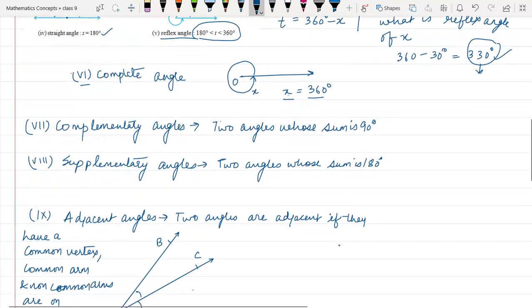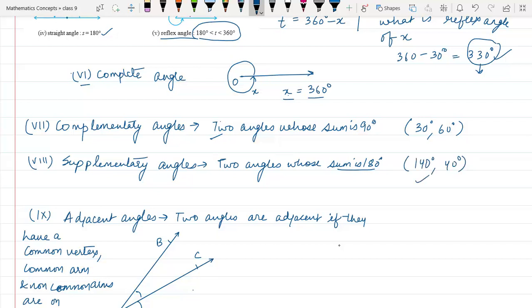Now seventh type, complementary angles. Two angles whose sum is 90 degree are known as complementary angles. So if someone says 30 degree and 60 degree, they are complementary angles. Similarly 89 and 1 degree are also complementary angles. Now supplementary angles, similar definition, but this time the sum is 180 degree. So if you take 140 degree and 40 degree, in that case these two will be supplementary angles.